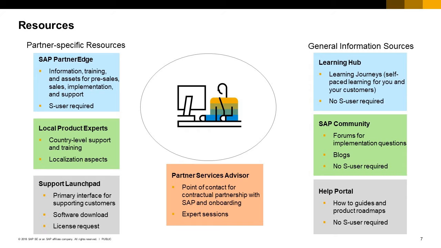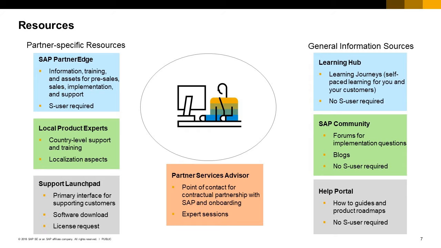The Support Launchpad, https://launchpad.support.sap.com/, is your primary interface for supporting customers after they have gone live. You can also download the software from this site, and request license keys for users. You can also access the Launchpad from Partner Edge. A Partner Service Advisory, PSA, organization provides you with a single point of contact for contractual and partnership-related questions and for onboarding. The PSA also facilitates live and recorded enablement sessions on a variety of topics.